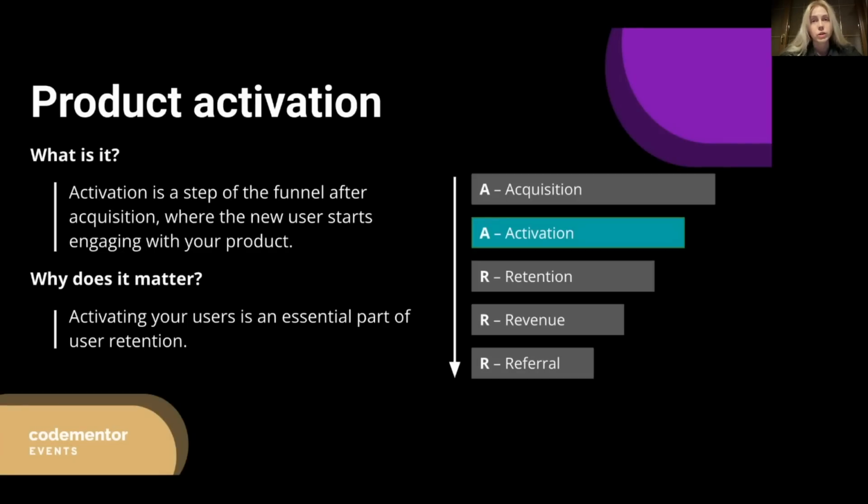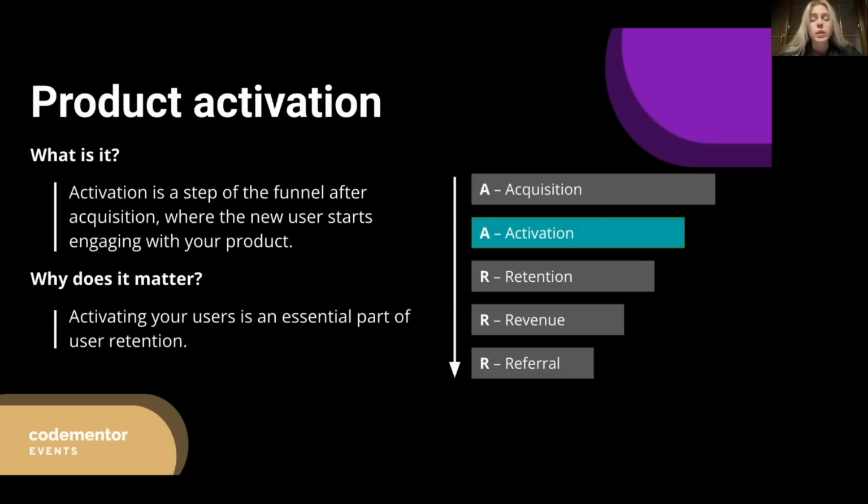What is activation? Activation is a step of the funnel after acquisition where the new user starts engaging with your product. The easiest way to illustrate the stages is through the Pirate Metrics framework you can see on the slide. You can also see that activation comes right after you acquire your user, and it is crucial for retaining them during the following retention stage. Activation stage is all about educating your user about your product and helping them extract the initial value from it.